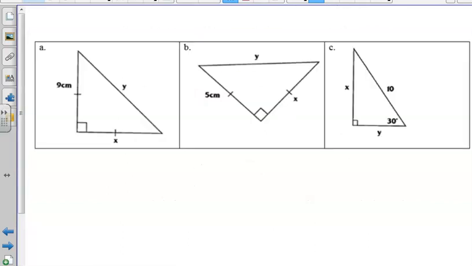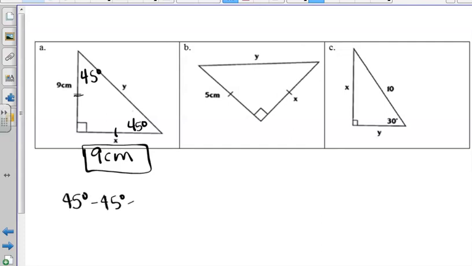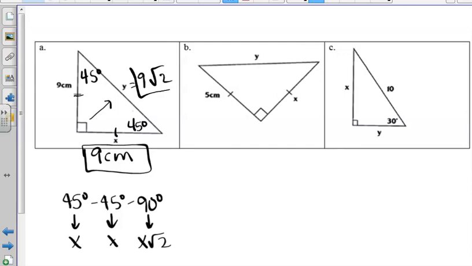So let's now apply this to some examples. In part A, you notice that there are 2 tick marks. And in geometry, that means that those side lengths are congruent. So we automatically know that x is 9 centimeters. If these are congruent and one angle is 90, we do know that these are 45. So recall that in a 45, 45, 90-degree triangle, the relationships are x, x, x root 2. Therefore, y in this diagram, which is opposite the 90-degree angle, will be the leg, which is 9 root 2. And we're done.